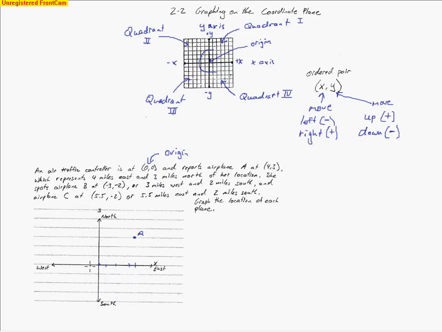So over 1, 2, and 3. So 3 miles to the west, and then 2 miles south because it was a -2. So I go 1, 2 down, and that's where B would be.